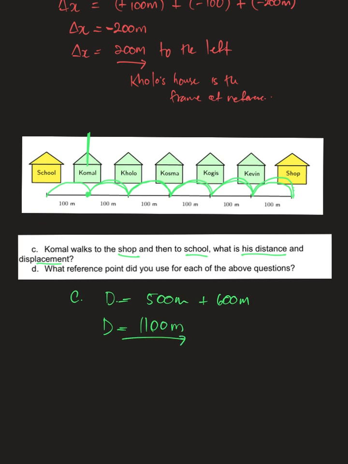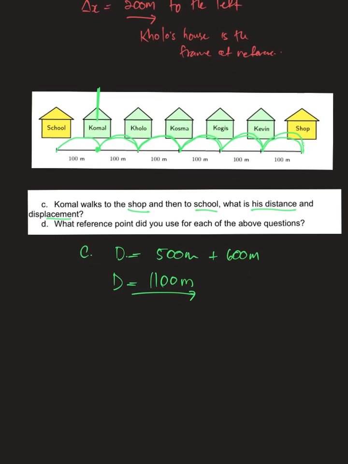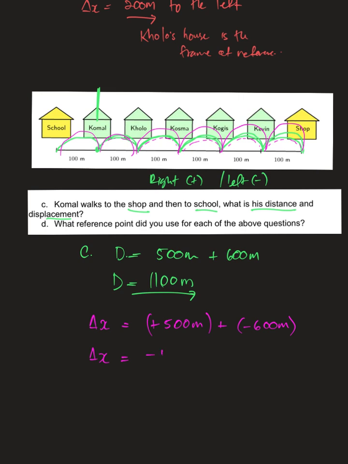Great. But now we want to know, what is the displacement? Again, anything to the right will be positive and anything to the left will be negative. So let's have a look. What's his displacement, his delta x? First he moved to the right, all the way, so that was plus 500 meters. Then at the shop he went back, 1, 2, 3, 4, 5, 6, plus minus 600 meters. If I pop that into my calculator, his delta x is negative 100 meters.